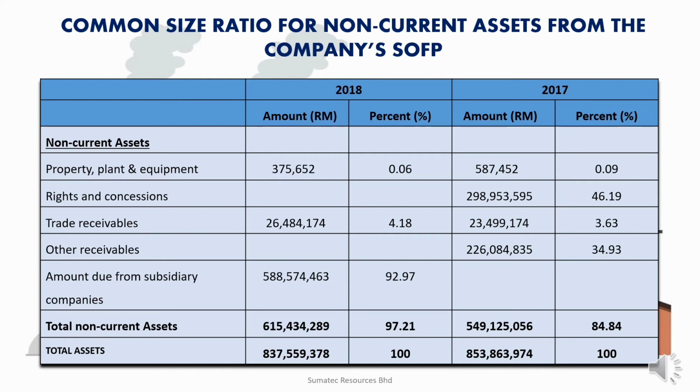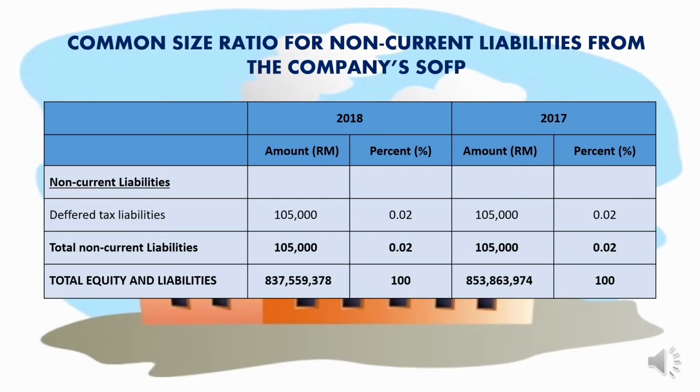there is 84.84%, while in 2018 it is 97.21%. Next, for the non-current liabilities of these companies, there is one item only, which is deferred tax liabilities. The amount for 2017 and 2018 is the same, which is 105,000, and the percentage will become 0.02%.